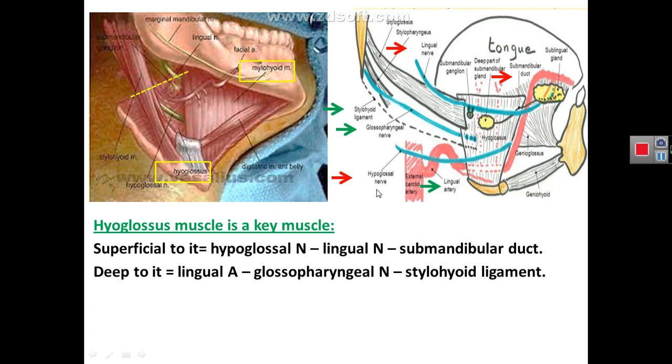Superficial to it we may see the hypoglossal nerve, denoted here by the red arrow, the lingual nerve, and the duct of the submandibular salivary gland. While deep to hyoglossus are the structures denoted by the green arrow, which are the lingual artery, the glossopharyngeal nerve, and the stylohyoid ligament.